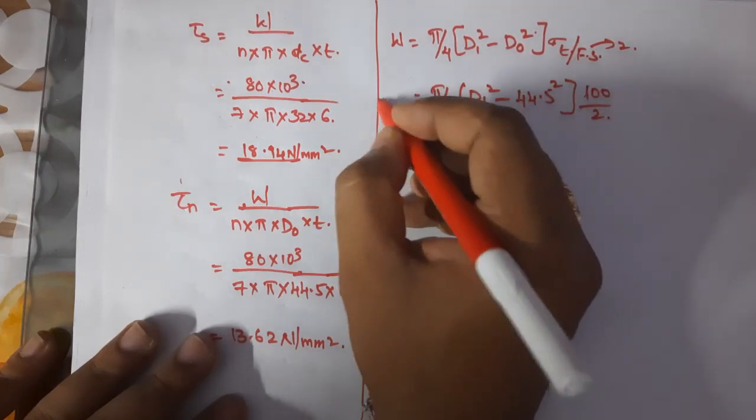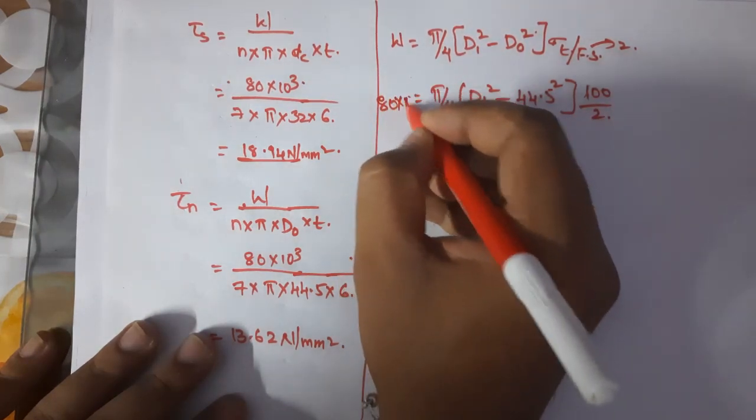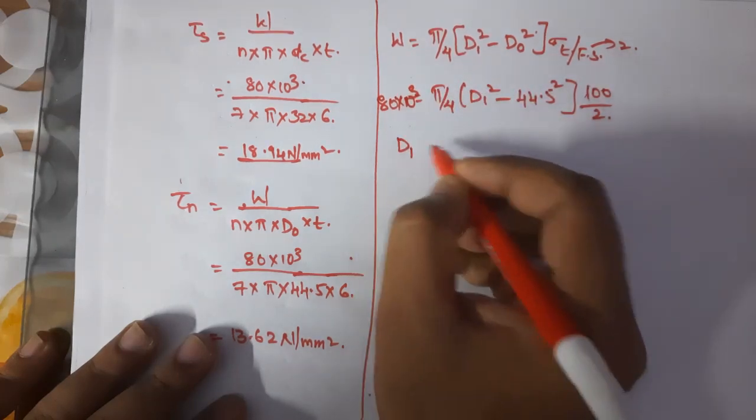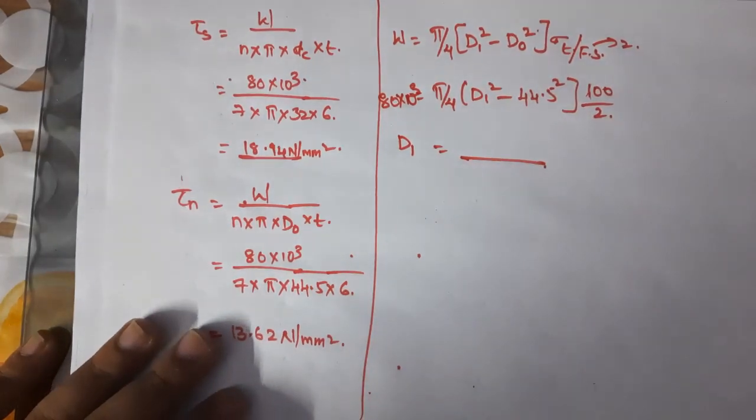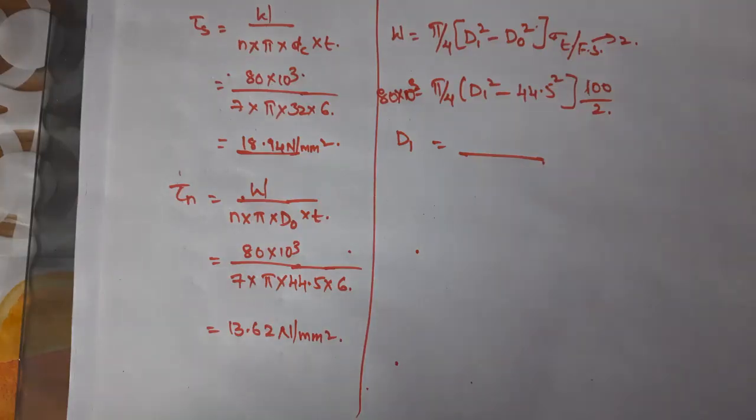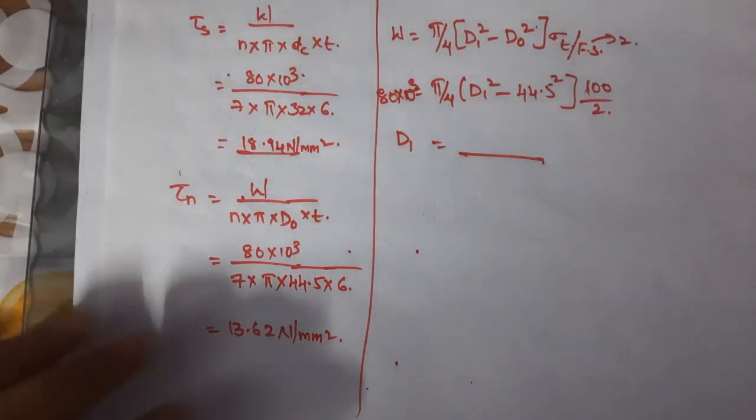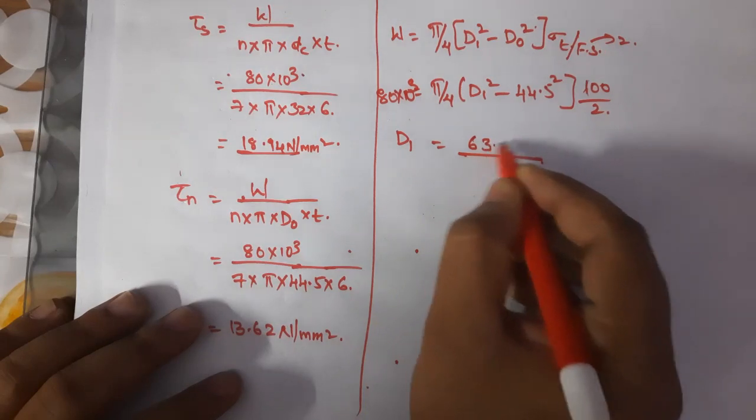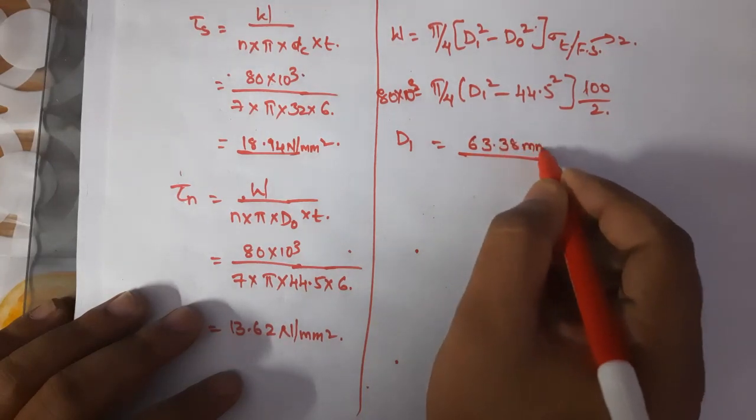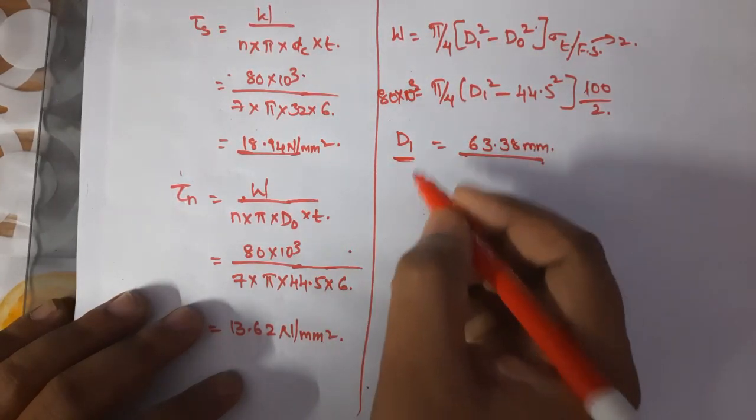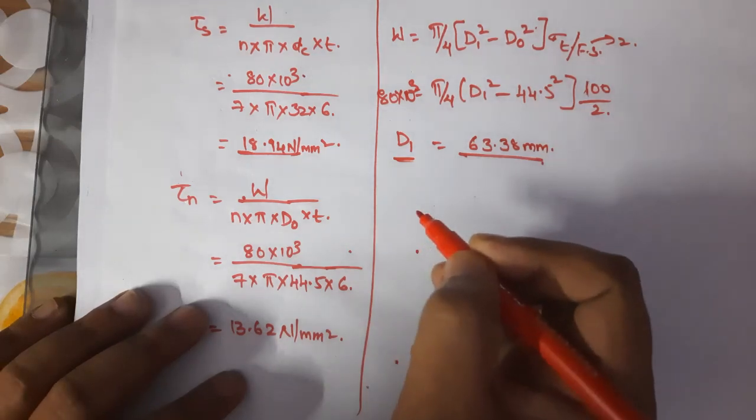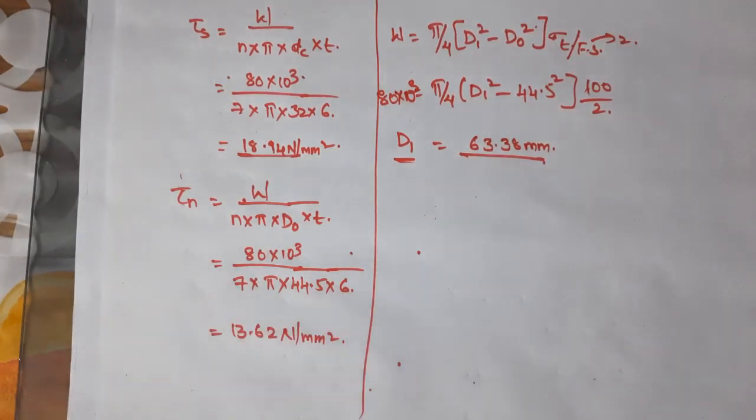Okay, so W will be 18 into 10 to the power of 3. So we can get the value of D1. Okay, just try to do the calculation and tell me the answer. So I have got an answer of 63.38. Okay, so this will be the outer diameter of the nut. So next we need to calculate the outer diameter of the nut collar. Okay, the nut collar we have to find out. That can be found out by using the formula of crushing strength, considering the crushing strength of the collar.